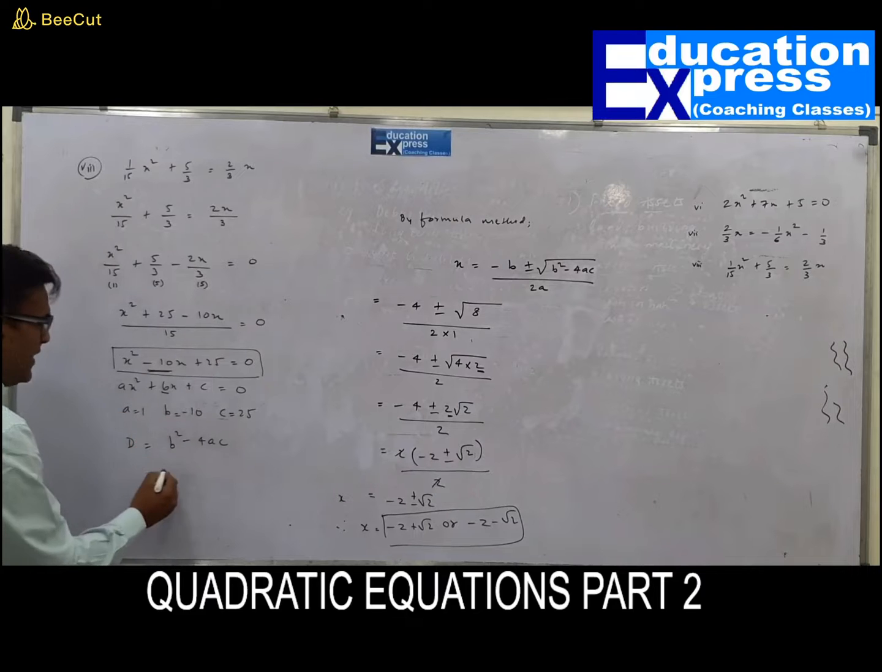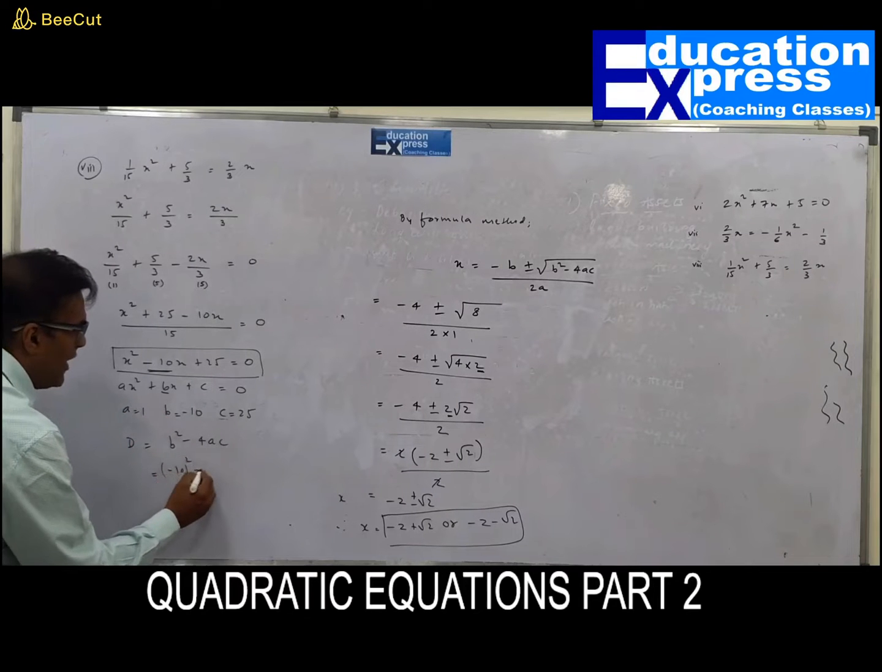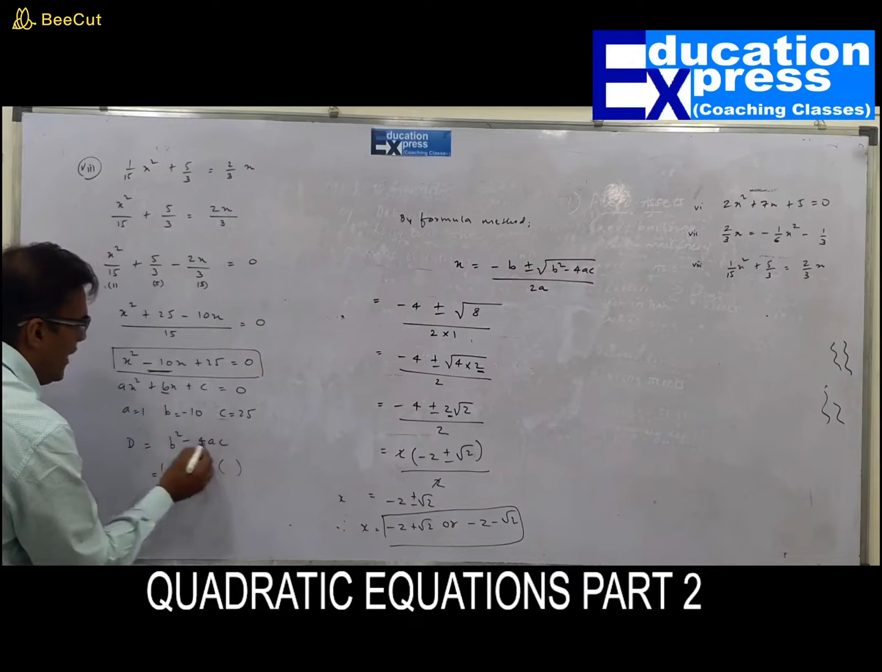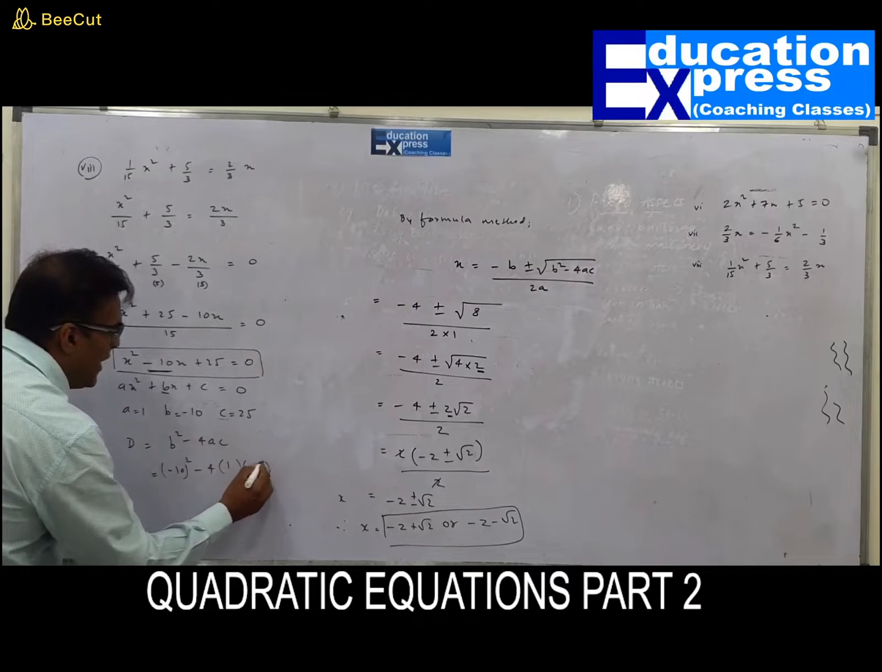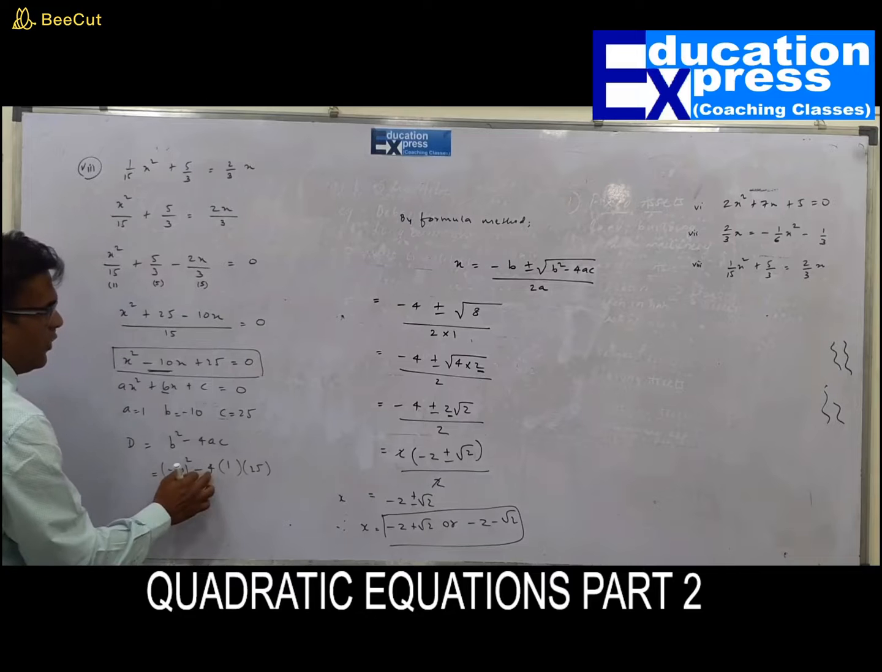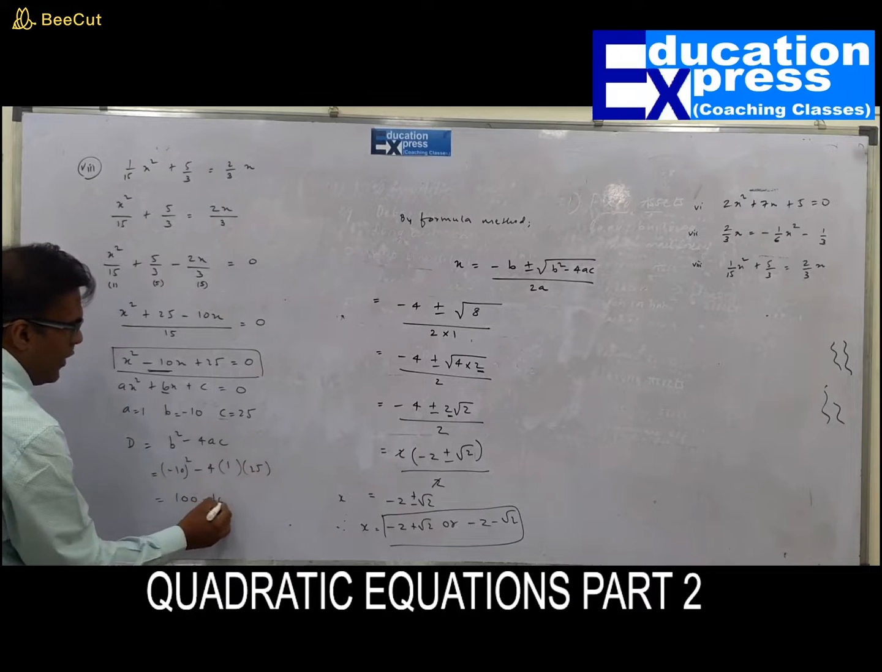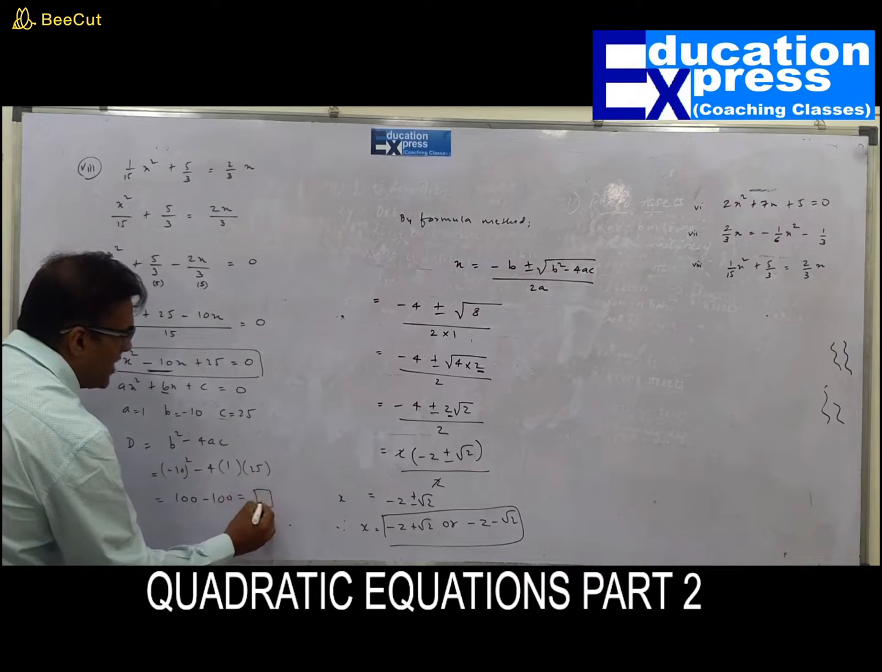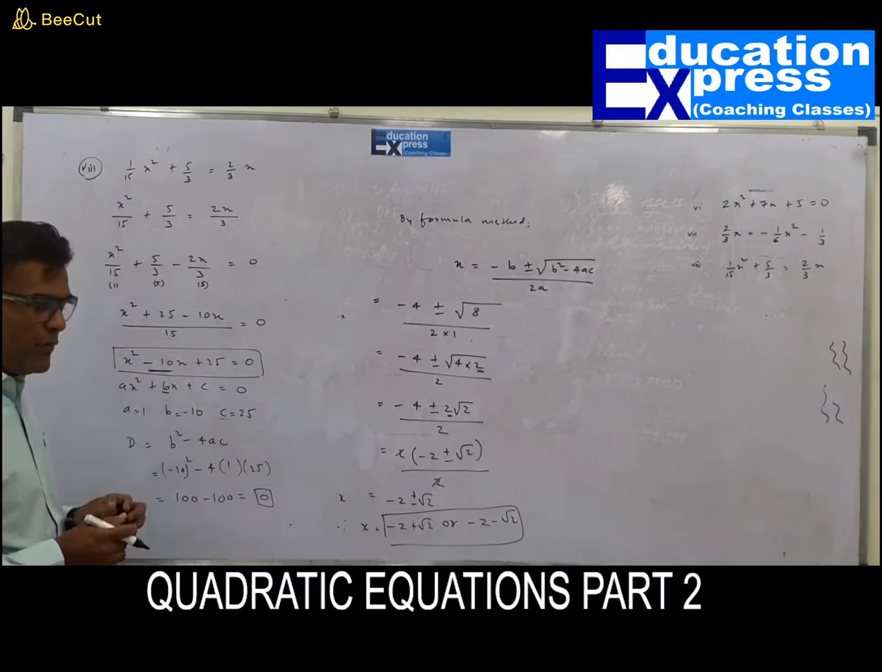What is the value of b? Minus 10 square minus 4. Value of a? 1. Value of c? 25. This is 100. 4 into 25, 100. The value of discriminant is 0.